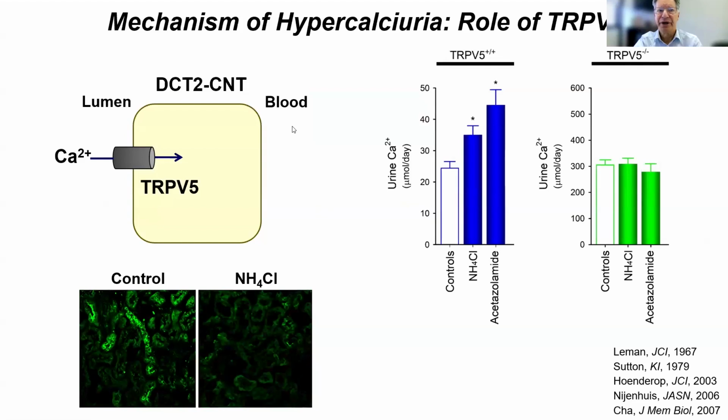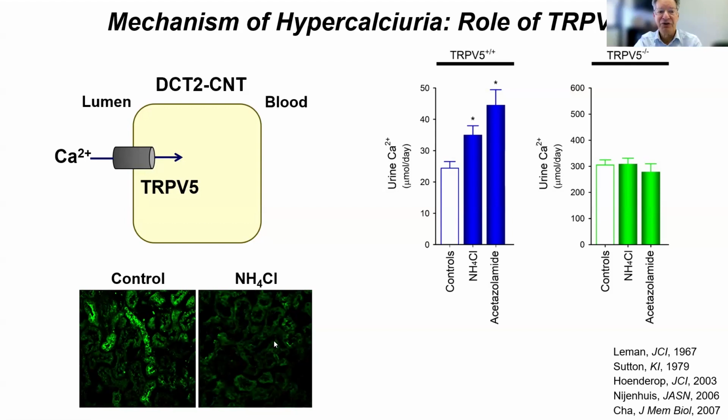So the hypercalciuria in distal RTA and most patients with metabolic acidosis is felt to be due to the TRPV5 calcium channel. It actually is a channel in the apical membrane of the part of the nephron called the DCT2. There's distal convoluted tubule 1 and 2. This is the second portion, and the connecting tubule. It's in the apical membrane, and it takes calcium into the cell.